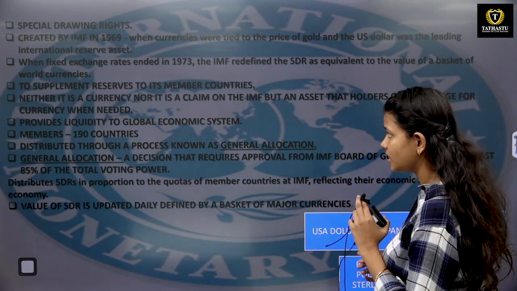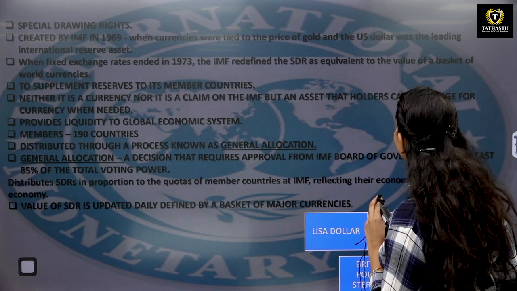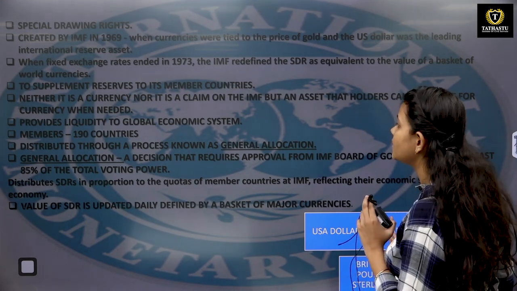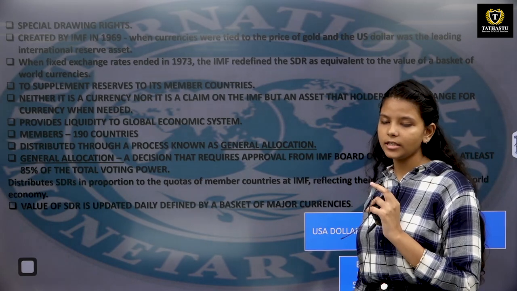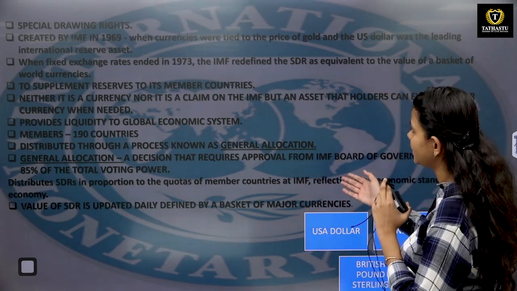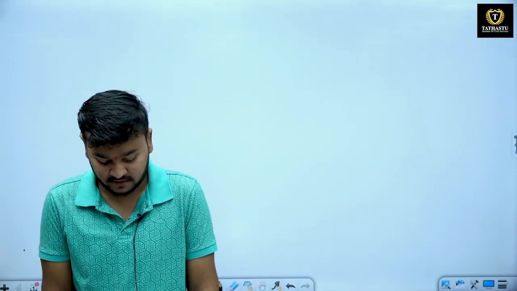It is neither a currency nor a claim on the IMF, but an asset that holders can exchange for currency when they need it. For example, in a pandemic, when a country needs funds, they can use these SDRs as an asset. What was its objective? Its objective was to provide foreign reserves for countries whenever they need, or whenever they are in a pandemic situation.